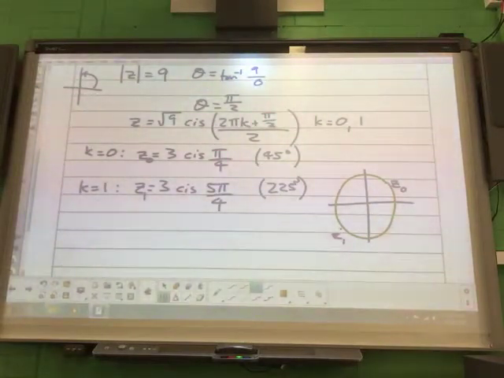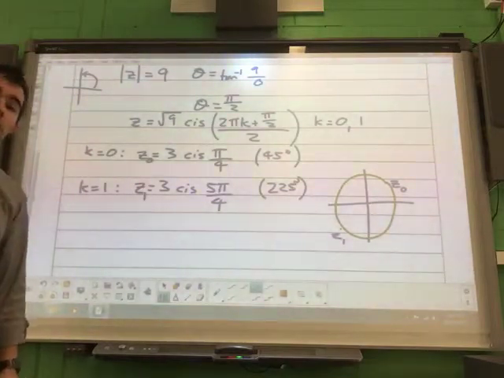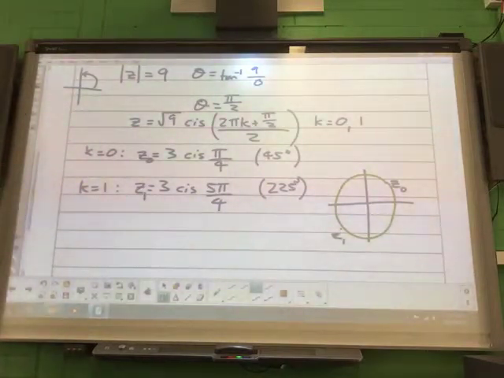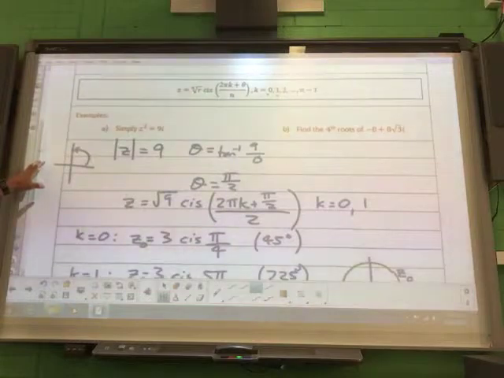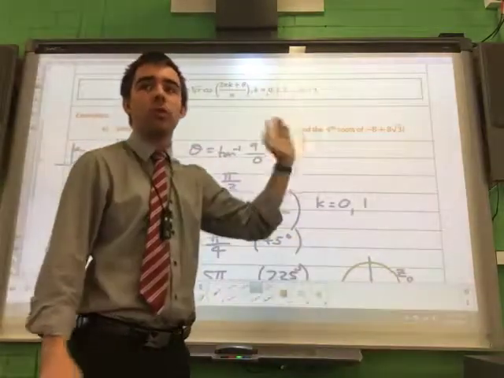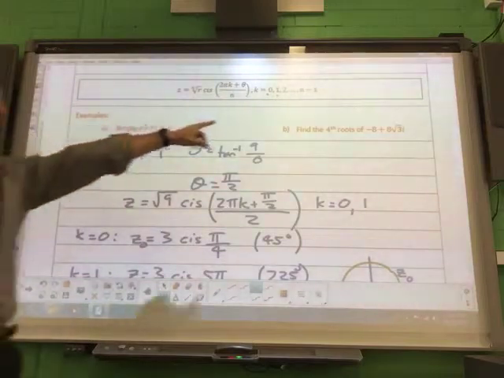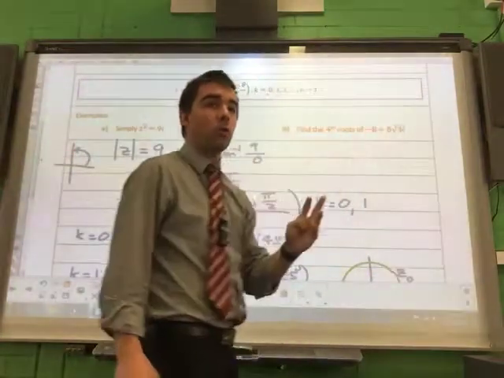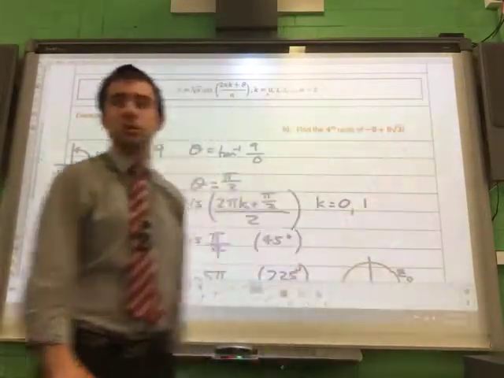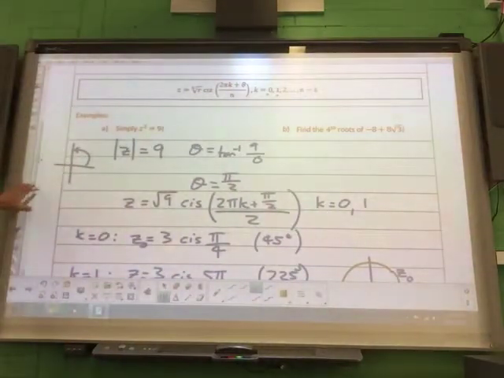Okay? So that's one thing we're doing when we find our roots. We're actually plotting them around in a circular form. Okay, any questions on that? Okay, so that's the more straightforward one. We need to now find the fourth roots. So when you see fourth roots, it means the expression is going to be z to the power of 4 equals that. Fourth roots: z to the power of 4 equals negative 8 plus 8 root 3 i.